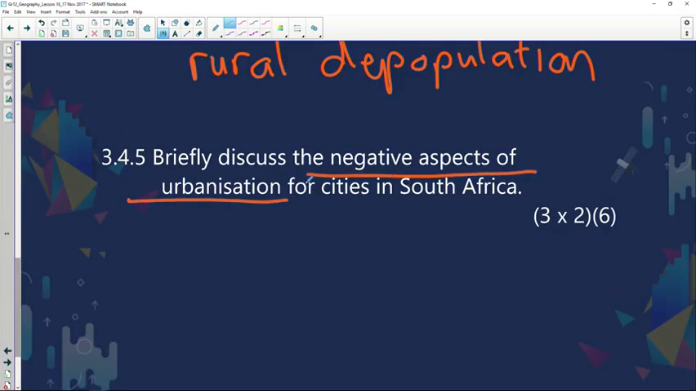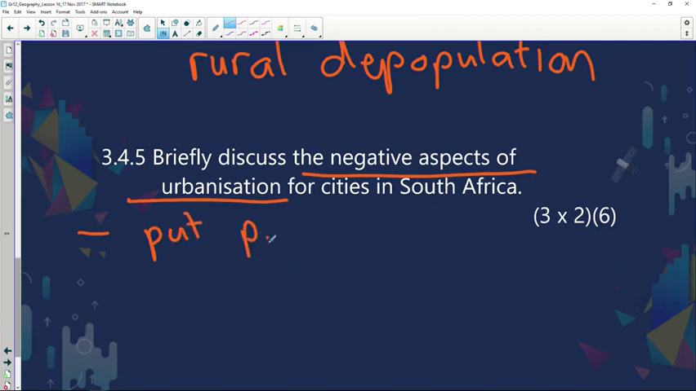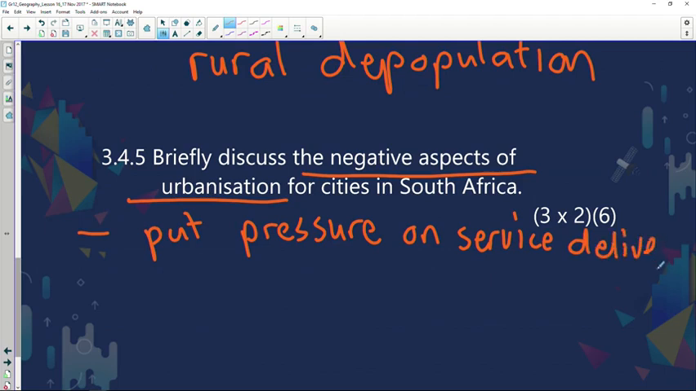Now, unfortunately, when we look at urbanization, there's some negative aspects regarding that. Keep in mind, the urban area, once it was built with settlements, it can only house so many people. So all of a sudden, there's a great influx of people arriving at the urban area. The first problem that we're going to experience is going to put pressure on our service delivery. And I'm talking about collecting rubbish, water supply, electricity.